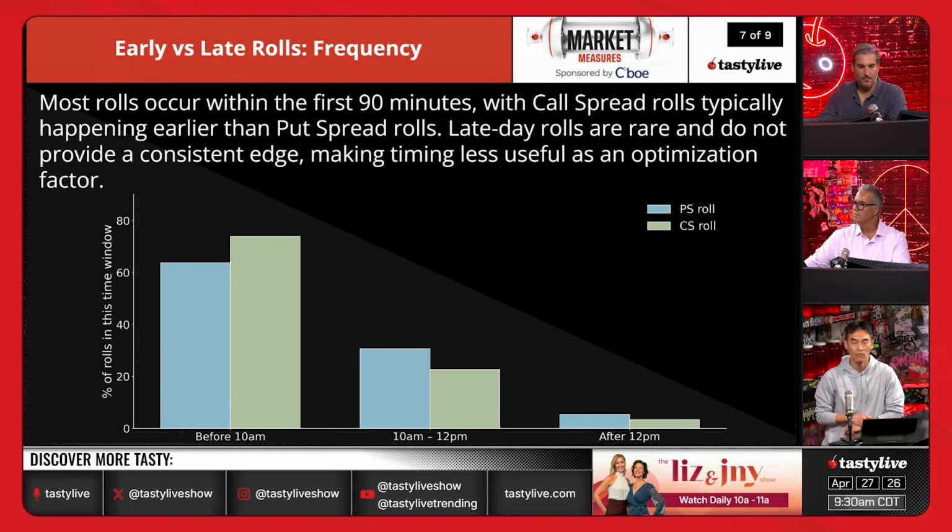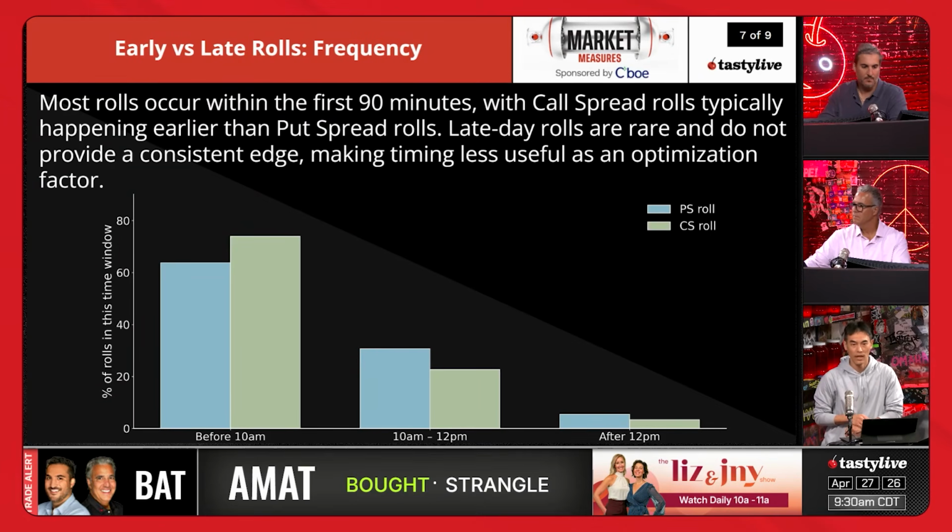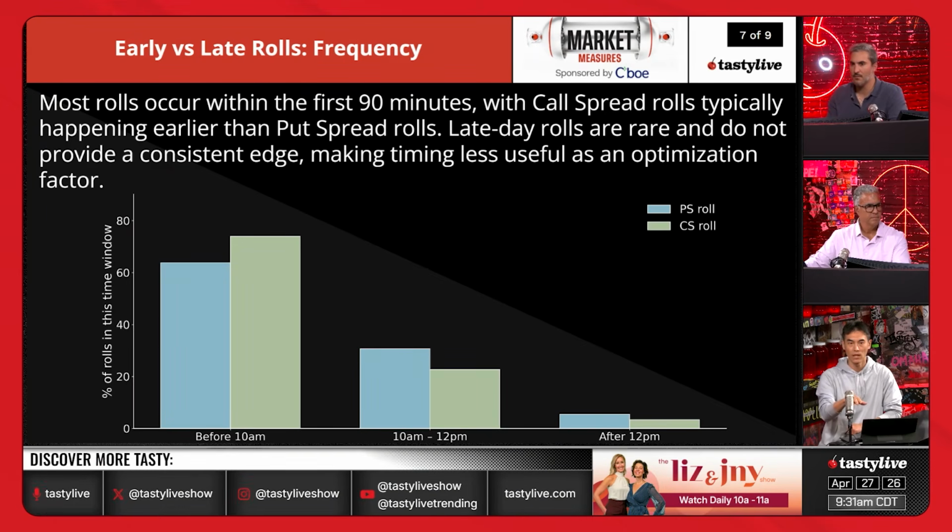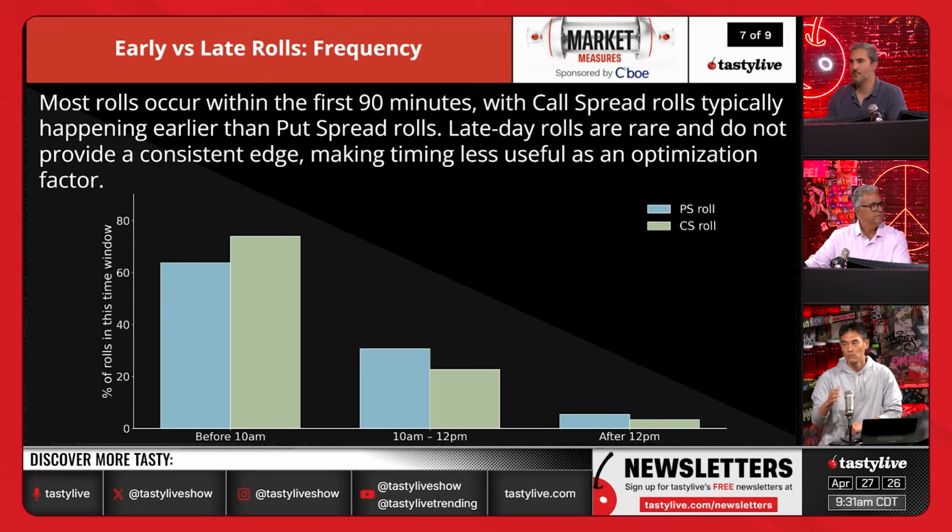76% of the time you roll before 10. And another 20%, 24% you roll before noon. So there's still a certain opportunity. Only 4 to 6% of the opportunity you can roll after noon. So that tells you the premium actually goes away faster. You're probably not going to be able to roll, or even if you roll, your premium is not going to be that rich. And it also tells you the move usually happens in the early part of the morning.